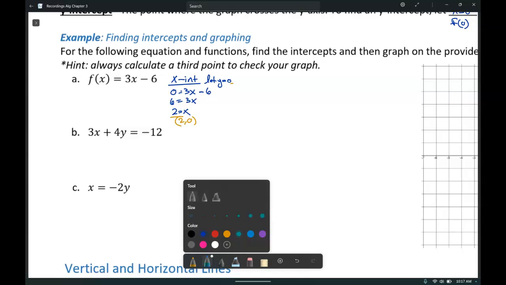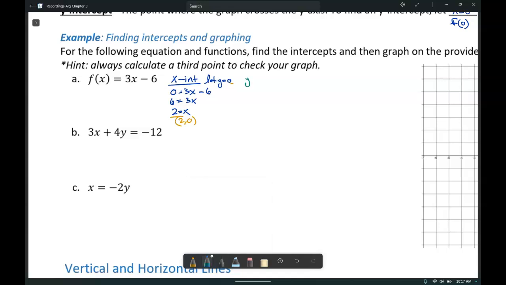Now let's go ahead and find our y-intercept. We're going to let x equal 0. So we will evaluate for f of 0. 3 times 0 minus 6. That means f of 0 equals negative 6. So we have our ordered pair, 0, negative 6.